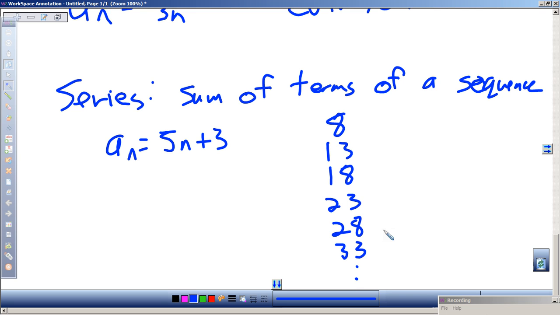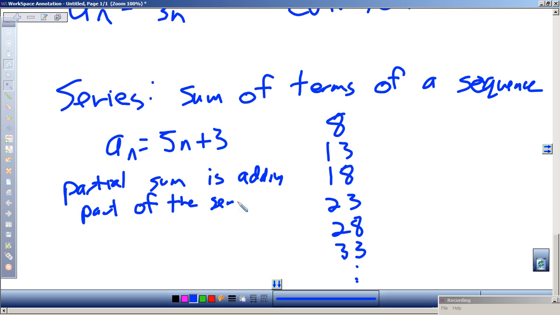Now, if I want the series for this, we're going to talk about partial sums. Okay, a partial sum is adding part of the series. So when we look at the partial sum, I'm going to put that over here. What would the first partial sum be? You just have one number. What do you get? 8.